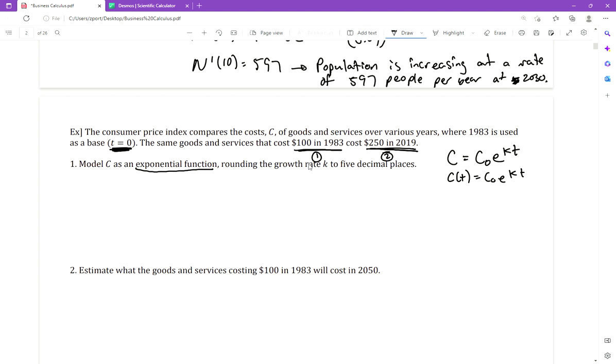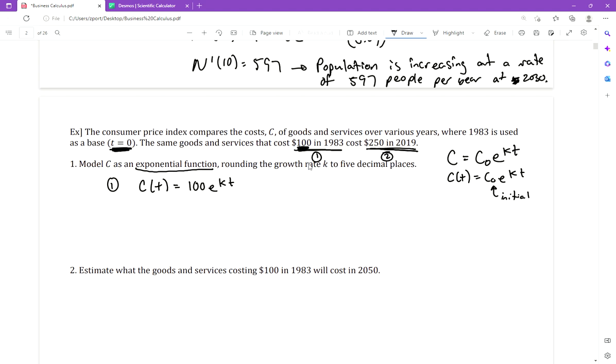It says the same goods and services that cost $100 in 1983. That looks like an initial amount. Remember, this C naught is an initial amount since that's our base year. So it looks like we should be able to plug that in right away. In step 1, we can instantly change it to be 100 e to the kt. That was our first piece of information.